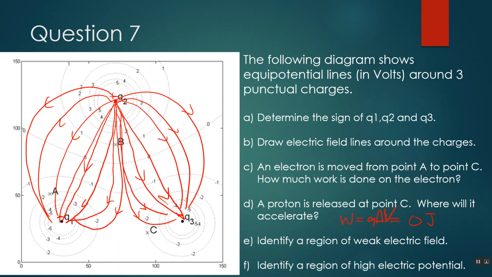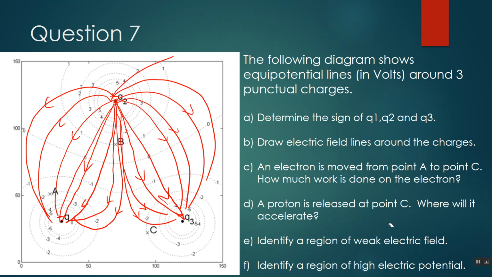E. Identify a region of weak electric field. So let me just keep drawing my electric field lines. I didn't do D, eh? I wrote the answer in the wrong spot. So work is equal to Q delta V. That's equal to 0 joules.